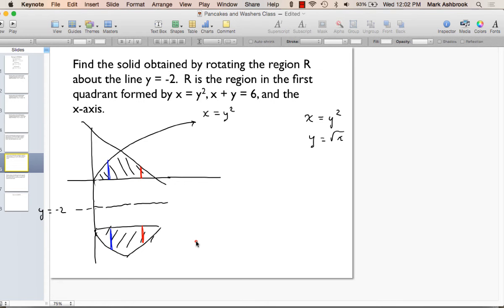The outer radius for the blue is based on the curve. The outer radius for the red is based on the line. So you have to have two integrals. So washers requires two integrals summed up.